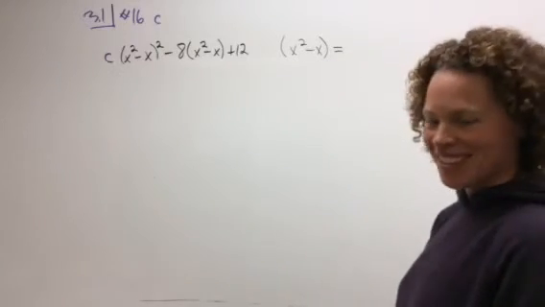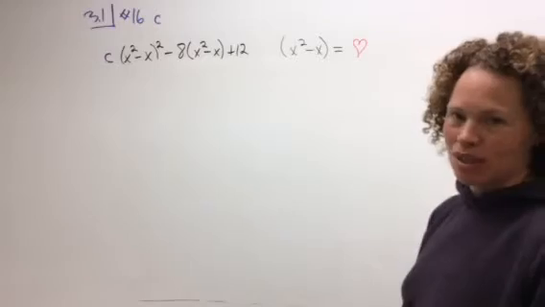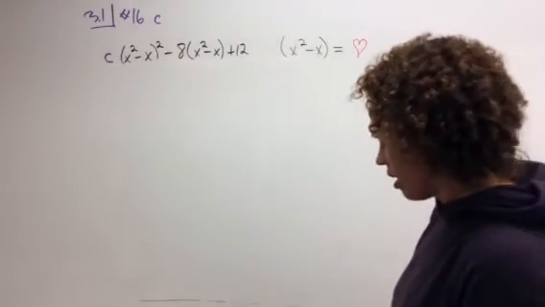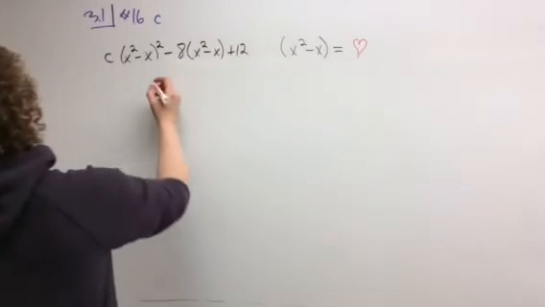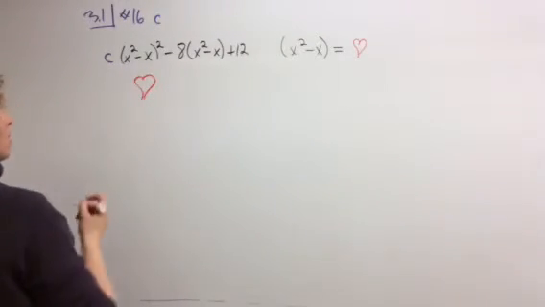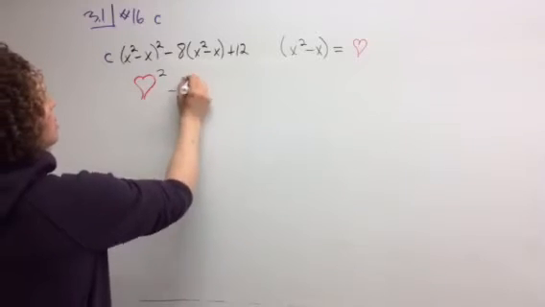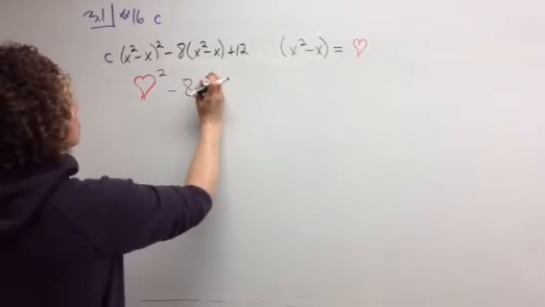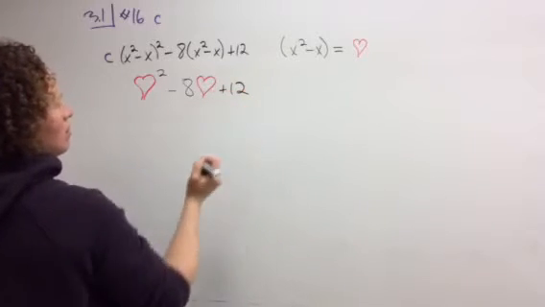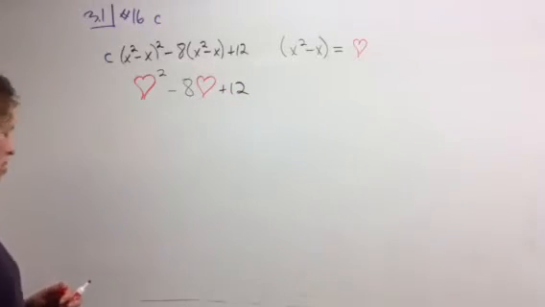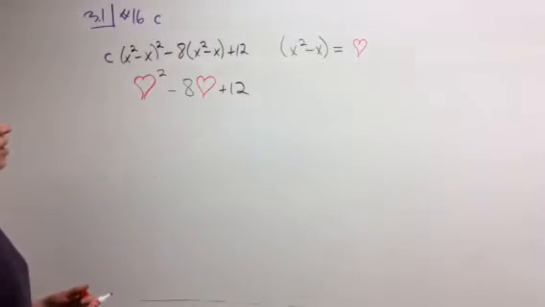How about a heart? Yay, everybody likes hearts. So we'll make it equal to a heart. So then we're going to go back and redraw this equation. We're going to draw it as a heart squared minus 8 hearts plus 12. So now it looks a little simpler.